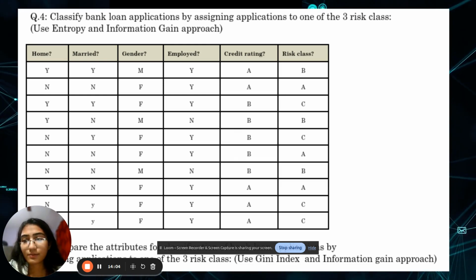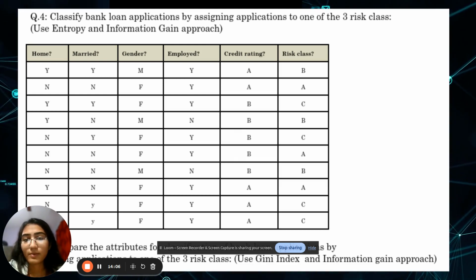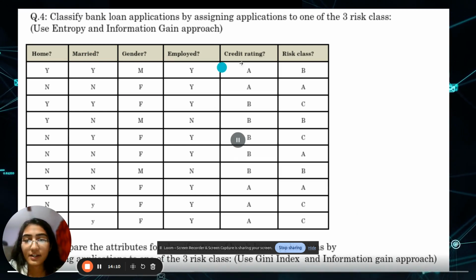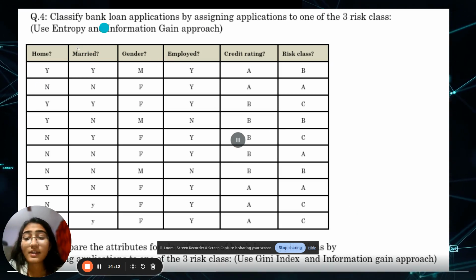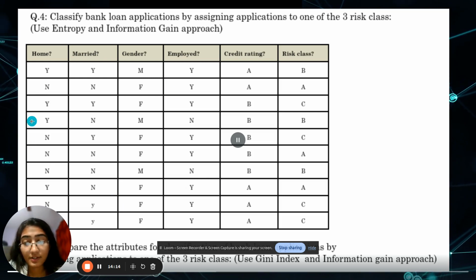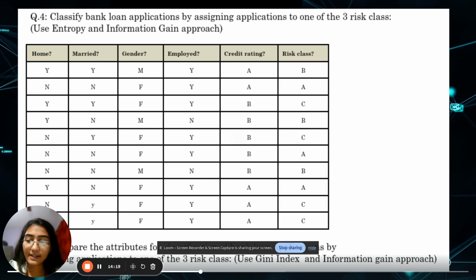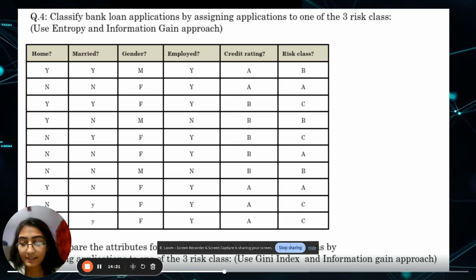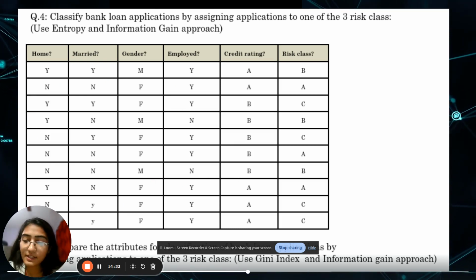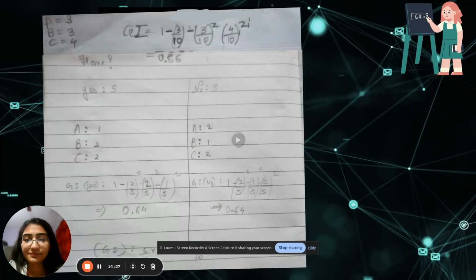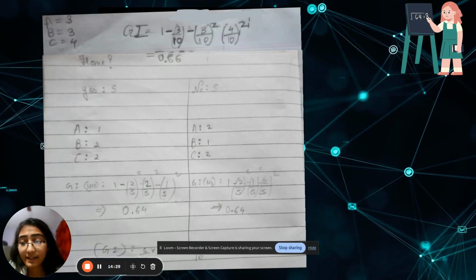So this is our next question, and it is home application class. So we have given home, merit, gender, employed, credit rating, and risk class. Now we have to make a decision tree using Gini index. In this question, we will solve it by Gini index. First, we have solved it by ID3 approach, that is information gain. Here we will use Gini index approach. Okay, so solving it by Gini index.